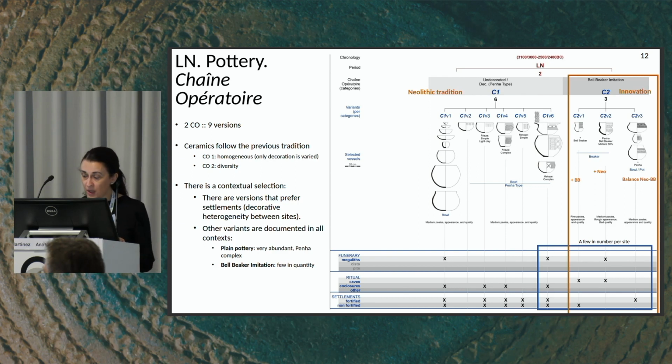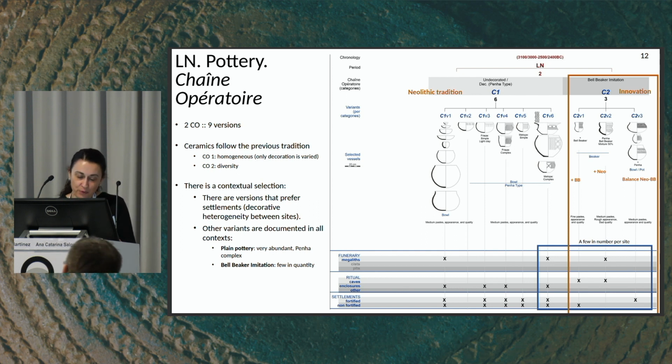The great innovation is this part. We think that toward the end of the period, there is the introduction of vessels with a separate chaîne opératoire, which I call Beaker imitation. I don't know really if it is a Beaker imitation, but I call it like this. A type of vessel that combines manufacturing processes of Peña-type ceramic and Beaker ceramics, with up to 3 variants, and they are few in number per site.